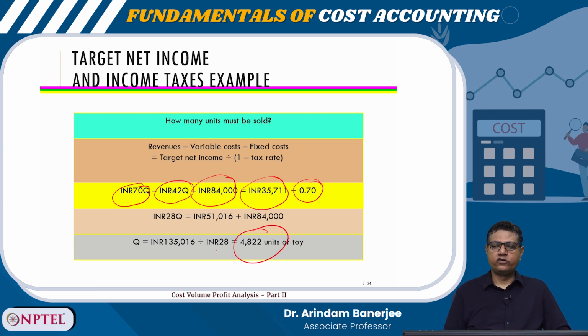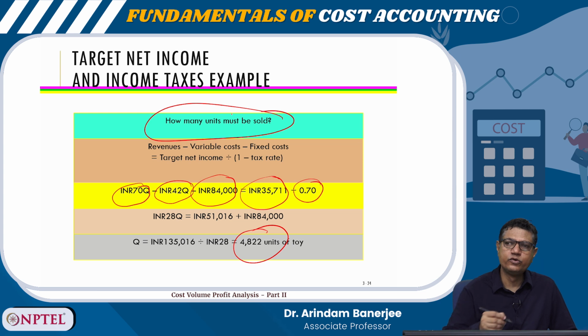That is 4,822 units of toy. So if I include income tax and the tax rate is 30%, then how many toys do I need to sell? 4,822 toys. Okay.